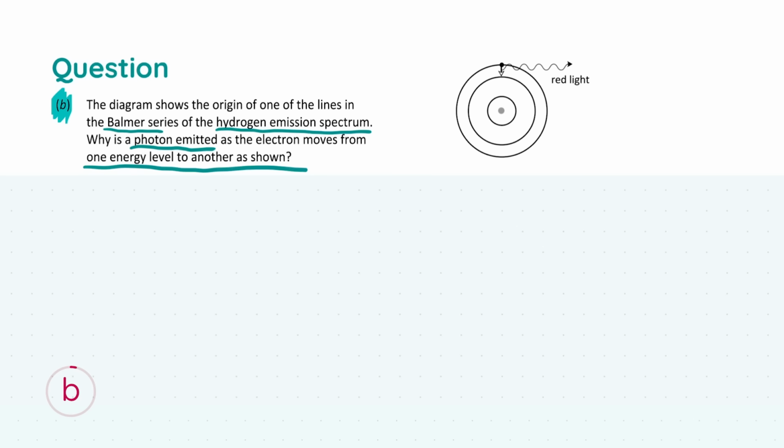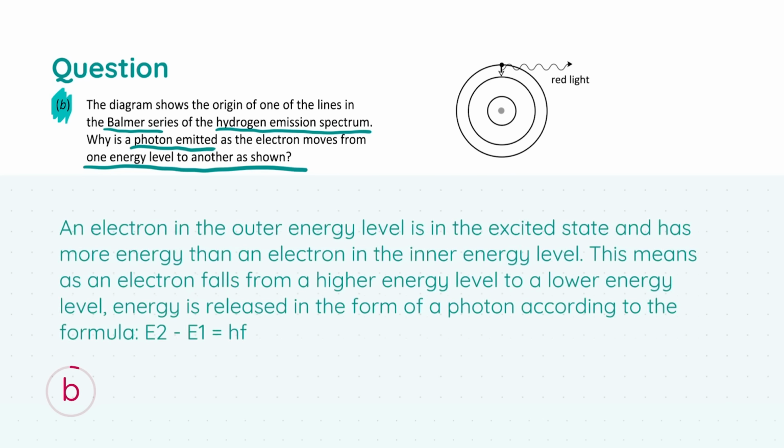What I'm going to do is write out my answer here, and I'm going to take you through it, giving a little more context as to what I mean. So here is my answer. In this case, an electron in the outer energy level is in the excited state. Basically, whenever we have electrons that aren't in their ground state, which is how they normally are, when there's a little bit of extra energy associated with them, they're going to be in this outer energy level, also known as the excited state.